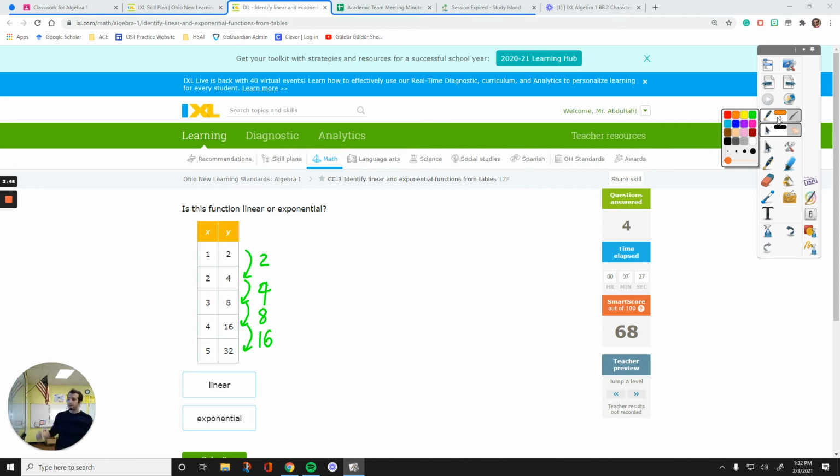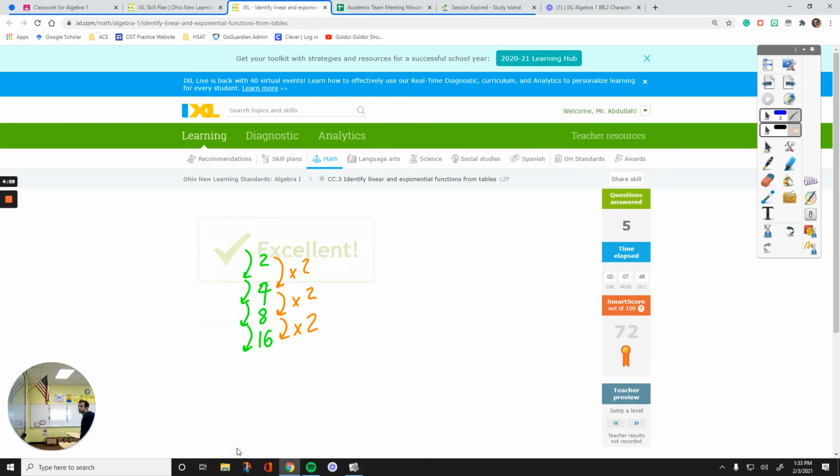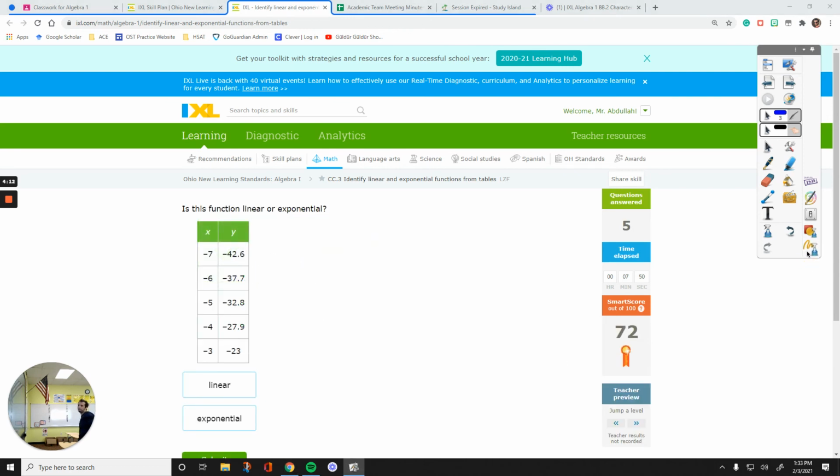Another option would be quadratic. But in here, it's times 2, and times 2. The way you can find it, just divide 4 by 2, divide 8 by 4, divide 16 by 8. Divide a number by the one before. If you end up at the same number, then you have an exponential function. If not, you have a quadratic.